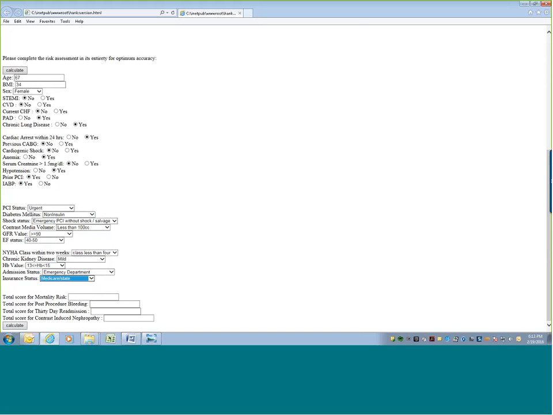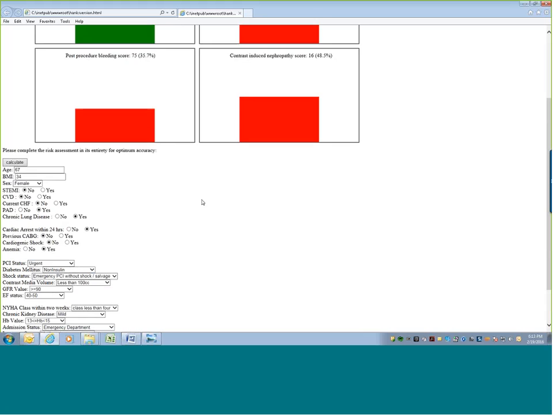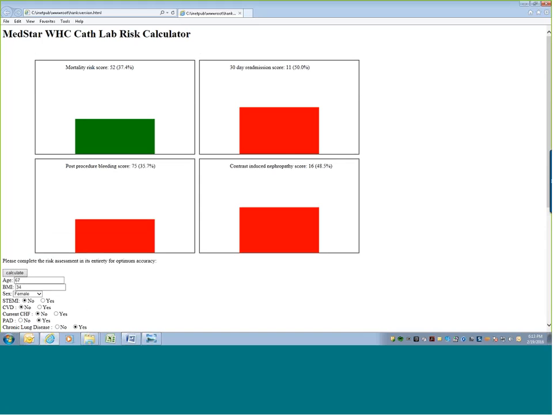Now I'm going to calculate the score. As you can see down here, the raw risk scores below and graphs indicating the risk score above. These are color-coded with universal colors, green meaning good or low, red meaning high, as well as yellow scores indicating moderate risk. In this case, this patient doesn't have moderate risk for any of the four indicators.